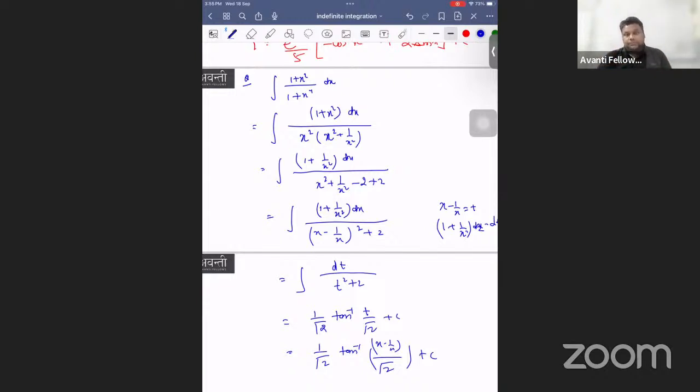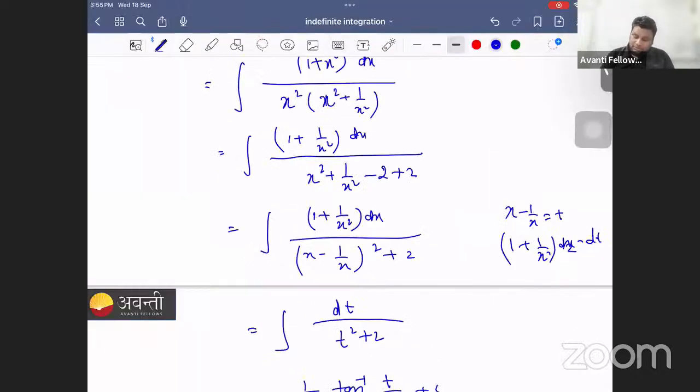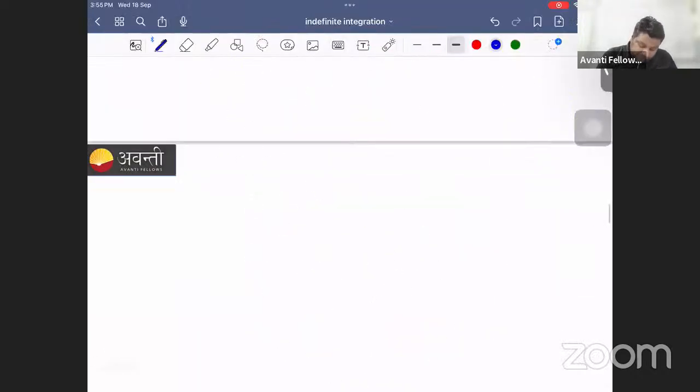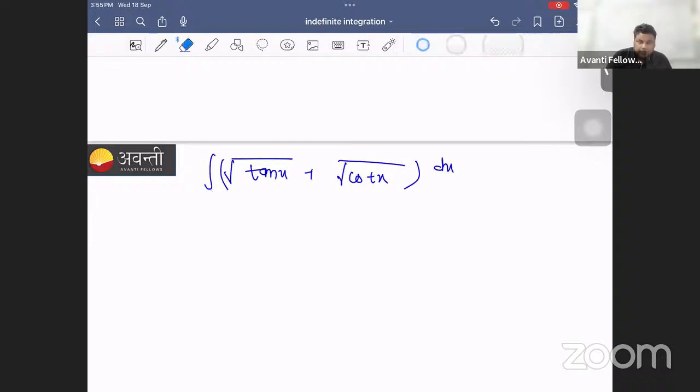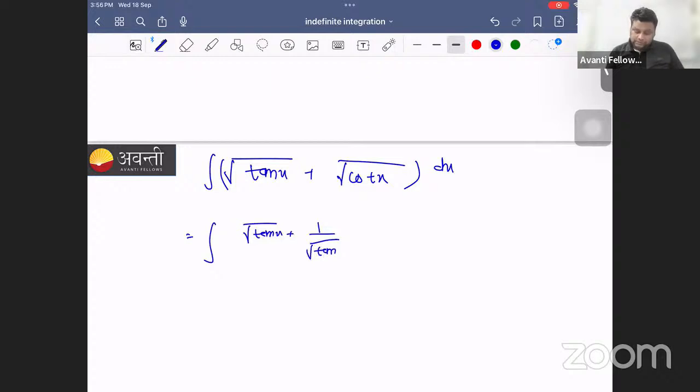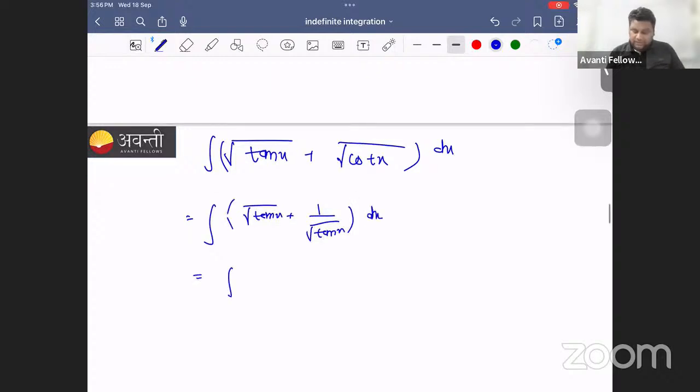Now, there is a very popular question, that is integration of under root of tan x plus under root of cot x dx. You want to integrate this. Got it? So first of all, I write it root tan x plus 1 upon root tan x dx. That is 1 plus tan x upon root tan x. Am I correct?